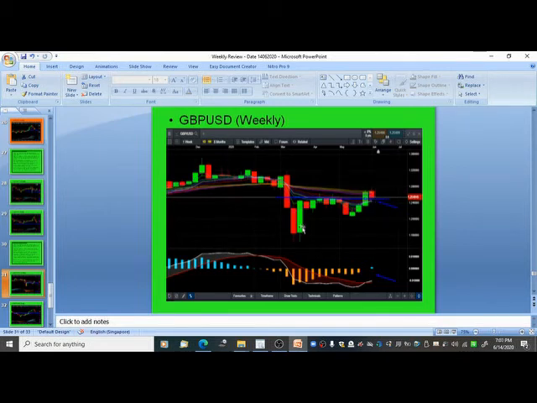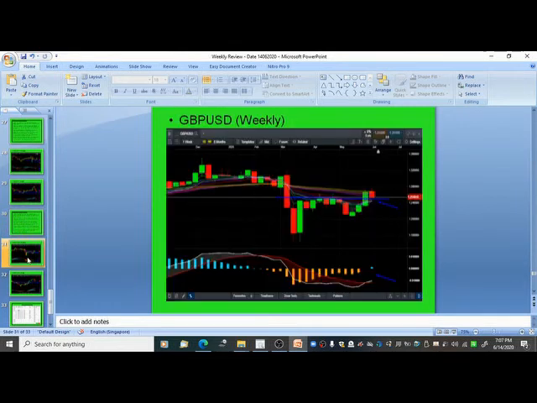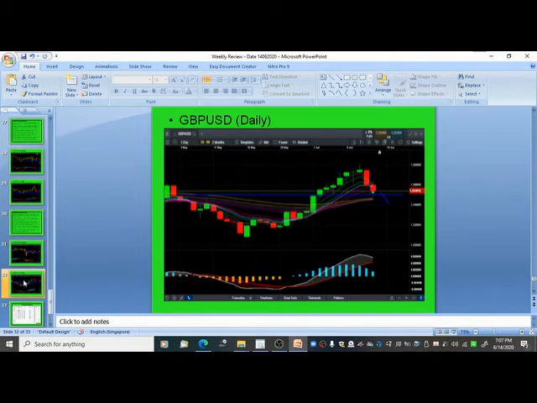Okay, for the monthly correlations, GBP USD, yeah, the correlation is in order. Alright, so let's move on. Okay, so let's look at the daily. Okay, daily chart, sorry, this is the weekly chart first.